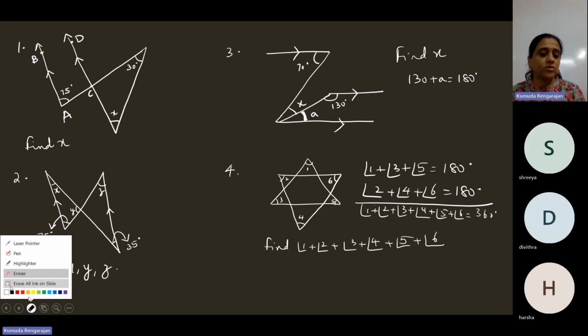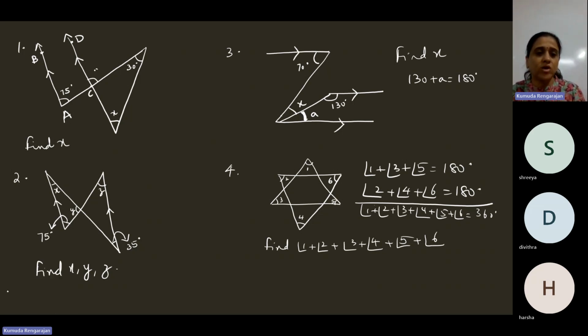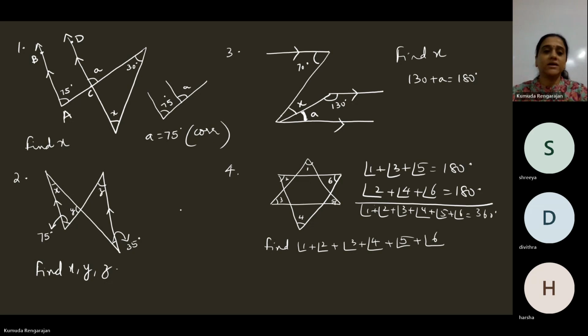45, okay. So what you should do, you should mark this angle. Let's call this A. Now, can we see the F? Rotate your head and see 75 and A. Can we see that? Yeah. So A is equal to 75 degrees. Corresponding angles are equal.